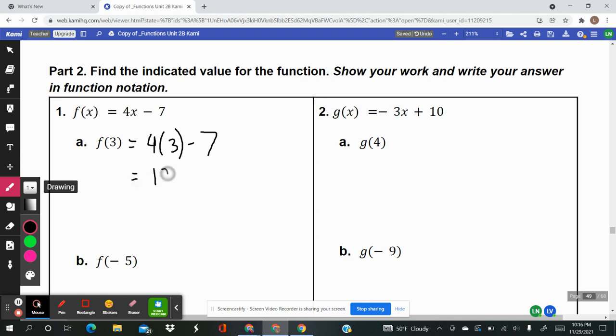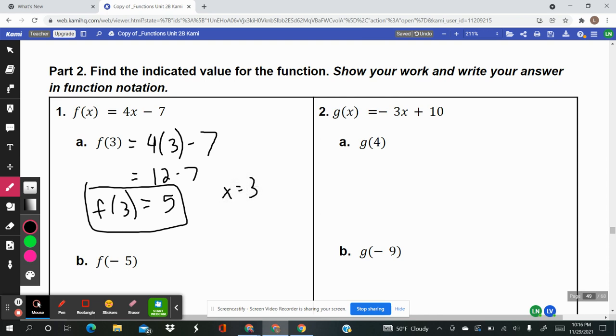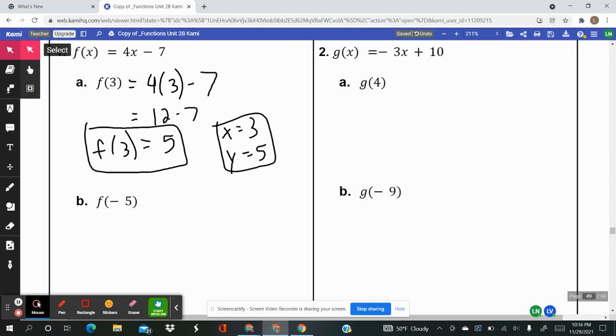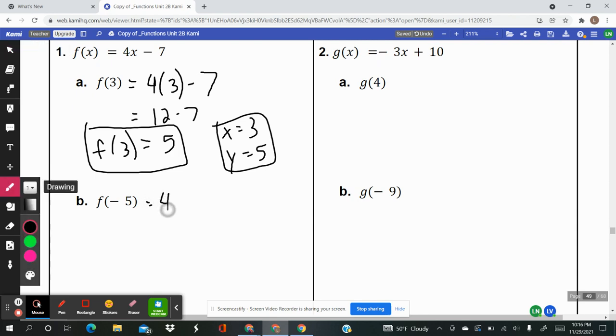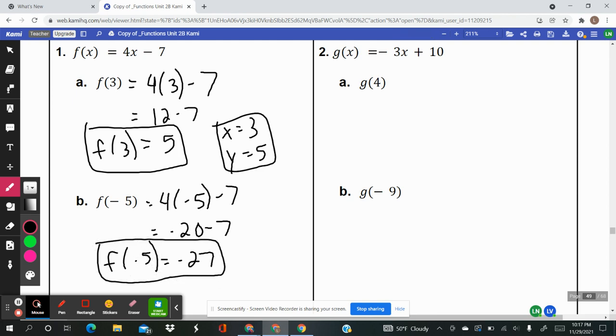So 4 times 3 is 12 minus 7 gives me 5. So f of 3 equals 5. So this is also read as x equals 3, y equals 5. So we're going to do the same function, but this time we're going to have f of negative 5. 4 times negative 5 minus 7. 4 times negative 5 is negative 20 minus 7 gives me negative 27. So f of negative 5 equals negative 27.